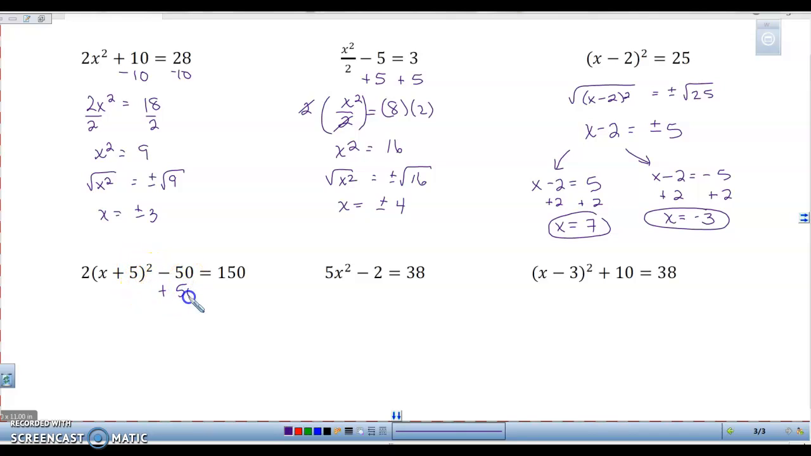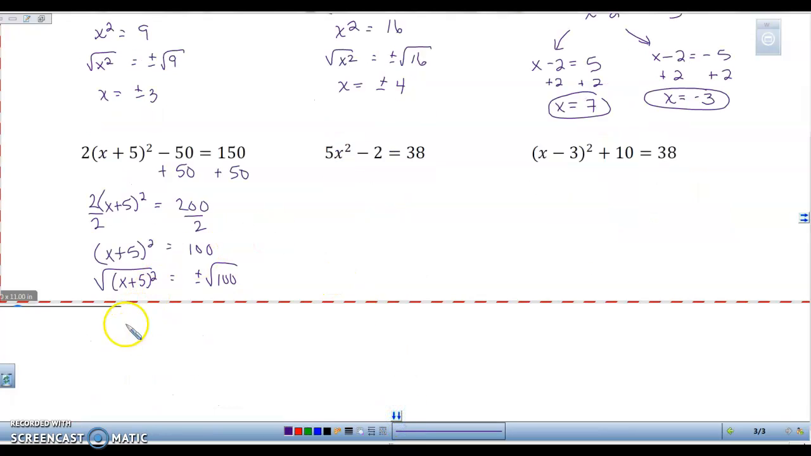So we're going to add the 50, and that gives me 2 times the quantity x plus 5 squared is equal to 200. Okay, divide this side by 2, divide this side by 2. That gives me x plus 5 quantity squared is equal to 100. All right, now that the square is by itself, I can take the square root of both sides. x plus 5 quantity squared is equal to plus or minus the square root of 100. All right, the square root cancels out the square, leaving just x plus 5. Don't forget this is plus or minus, the square root of 100 is 10.